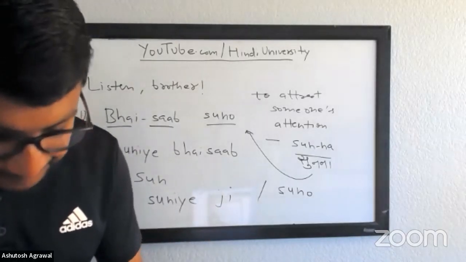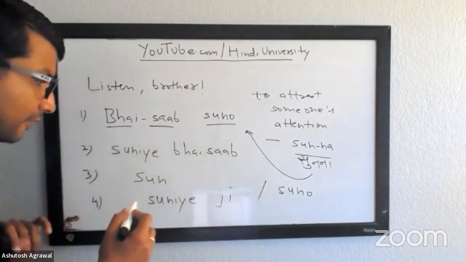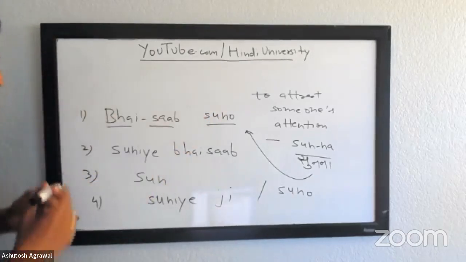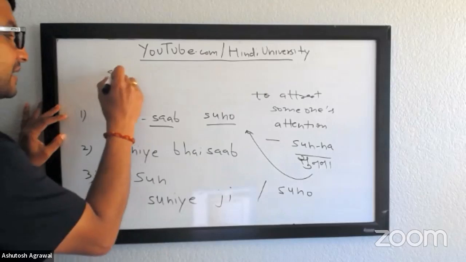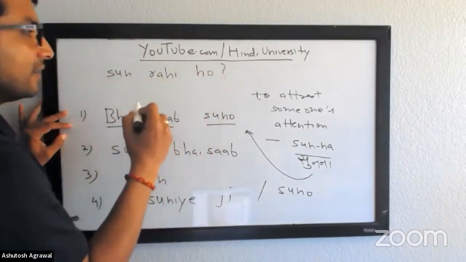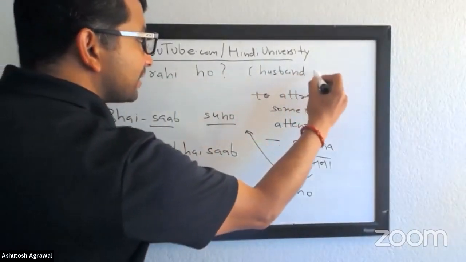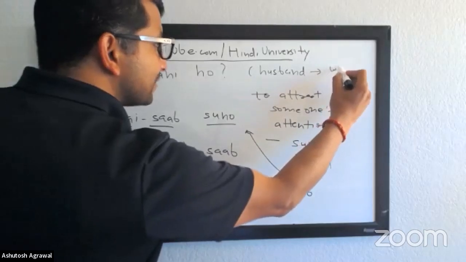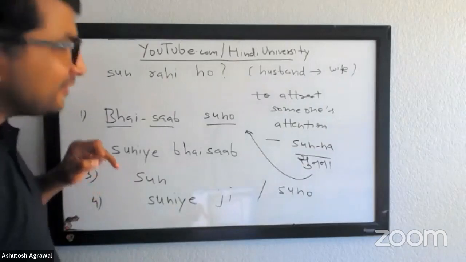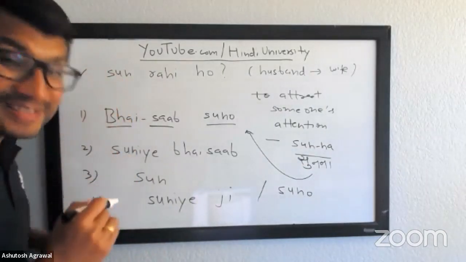So right now I'm just using the imperative form. It could also be said in the continuous form, which is sun rahi ho. That's a husband, as an example, trying to get the attention of the wife. Sun rahi ho. What does it mean? Linda ji, what do you think it means? Sun rahi ho. Are you listening? Yes, that's right.